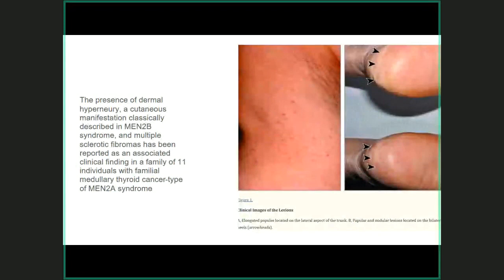Rarely you might have a condition called dermal hyperneury, which is a proliferation of the cutaneous nerves, which might manifest as these little lesions, and sclerotic fibromas, which were usually on the plantar surfaces. And these were found in a big cohort of 11 family members, and it was considered that it could be added to these cutaneous manifestations of MEN2A.